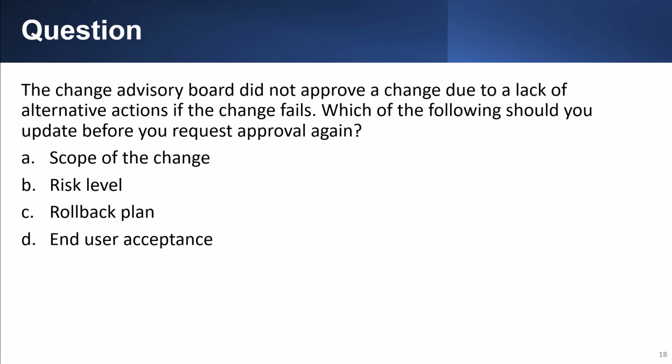Question: the Change Advisory Board did not approve a change due to a lack of alternative actions if the change fails. Which of the following should you update before you request approval again? Answer: rollback plan.